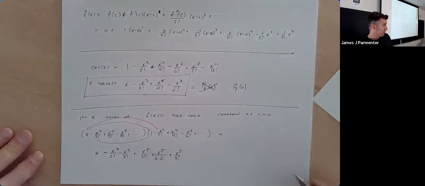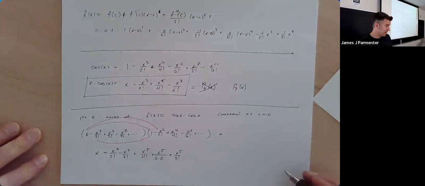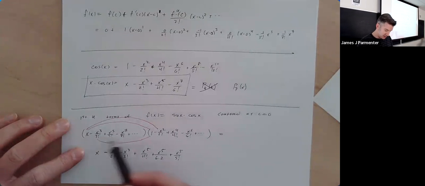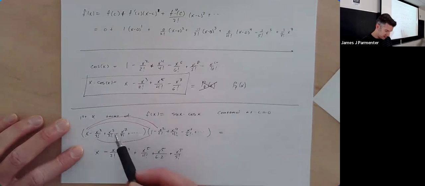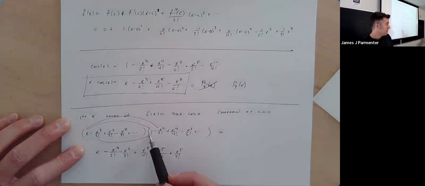And then you would do the same thing for x to the 7th. There'd probably be 4 different ways of getting an x to the 7th, because you'd have x times x to the 6th, or x cubed times x to the 4th, or x to the 5th times x squared, or x to the 7th times 1. So that's kind of the idea.